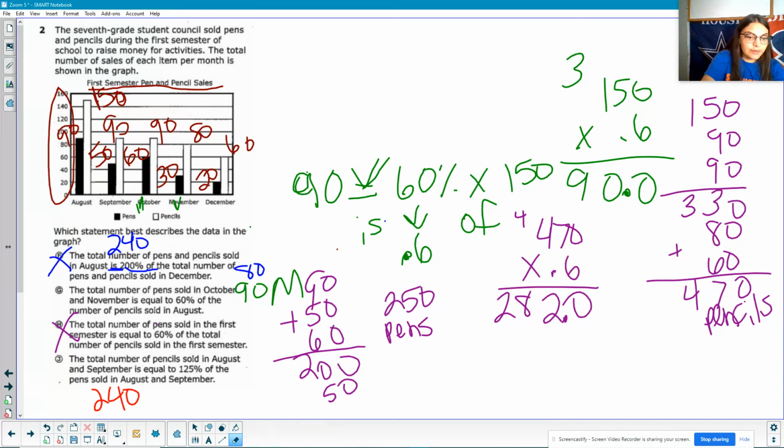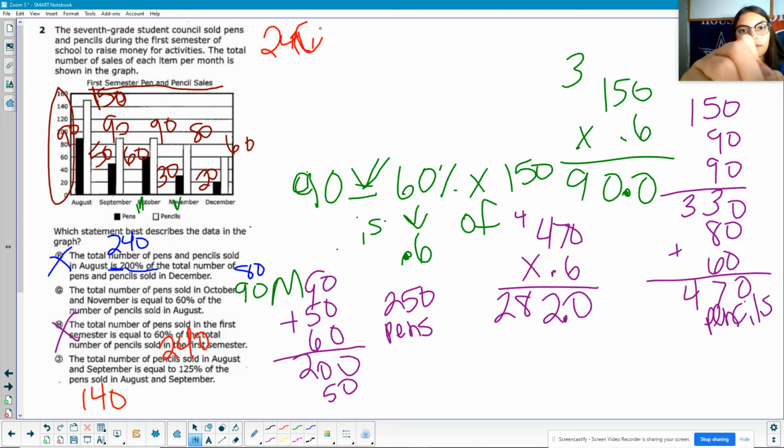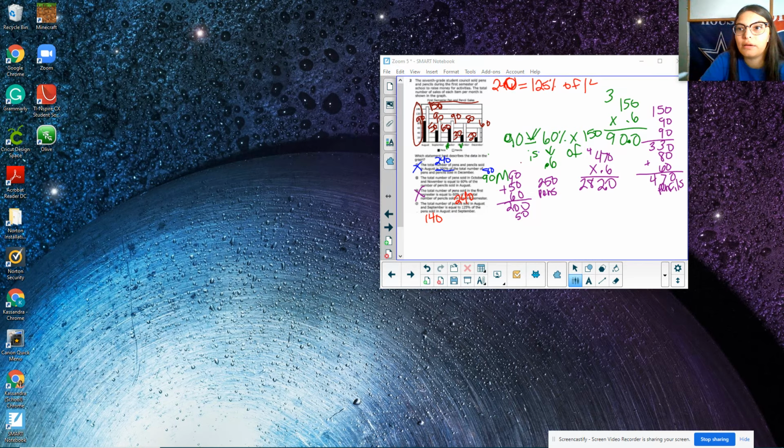See, this is why it's important to slow down and stay focused. Pencils is the white, so that is 240. Pens is the black, and that is 140. Okay, so what we need to see is 240 equal to 125% of 140. Oh my gosh.